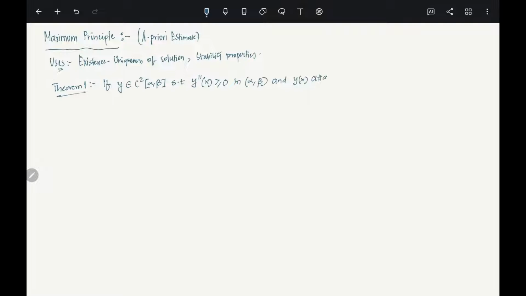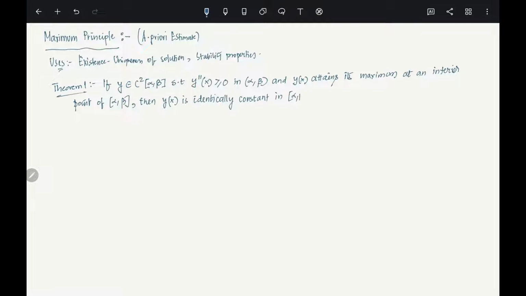And y(x) attains its maximum at an interior point, some interior point of (alpha, beta). Then an amazing thing happens: y(x) is identically constant in [alpha, beta]. Beautiful theorem, right?